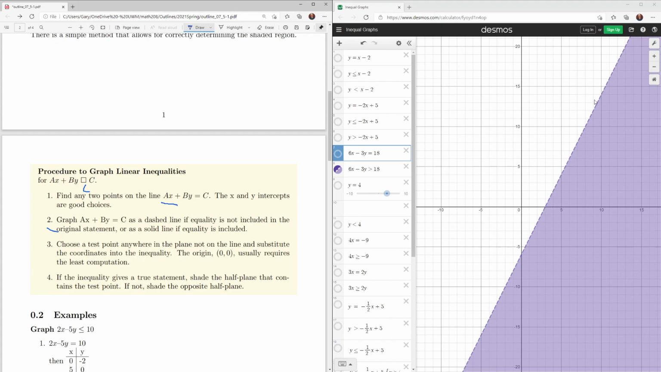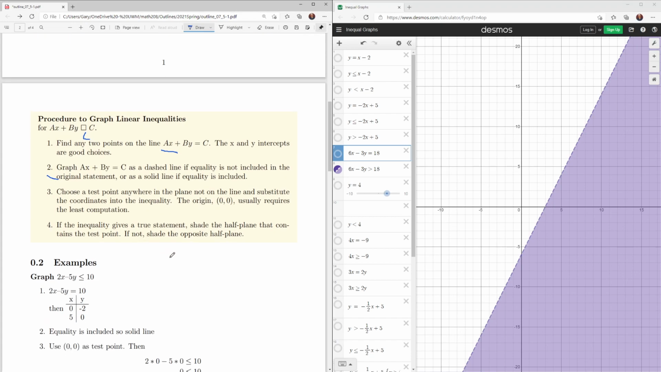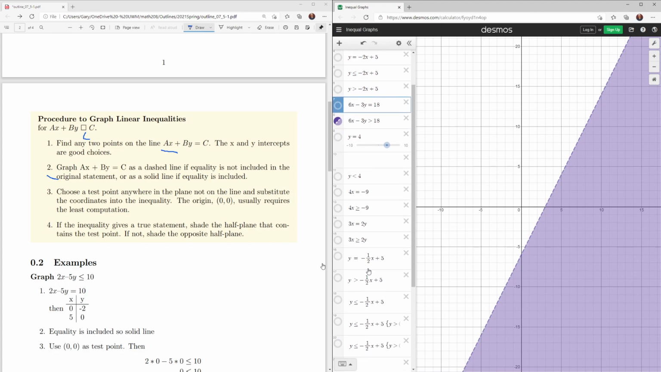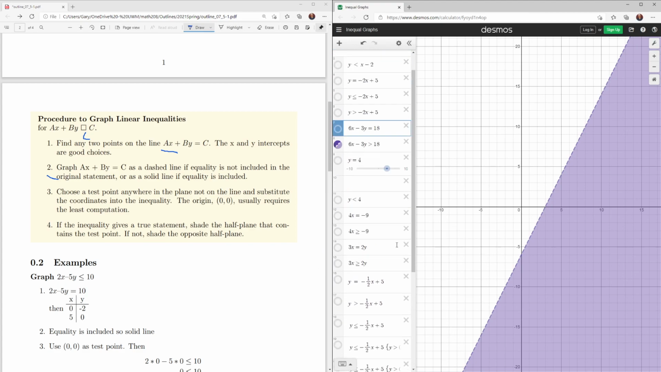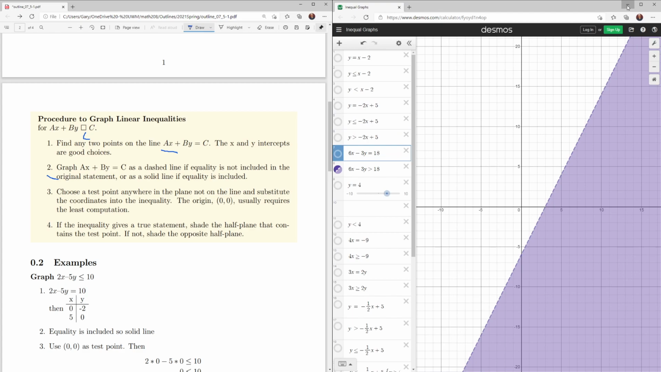Let's do a couple more examples of that. So we're going to now do the line 2x minus 5y. So our example is 2x minus 5y is less than or equal to 10. Let me unset this. We're not actually dealing with anything there, so let's leave that graph empty.